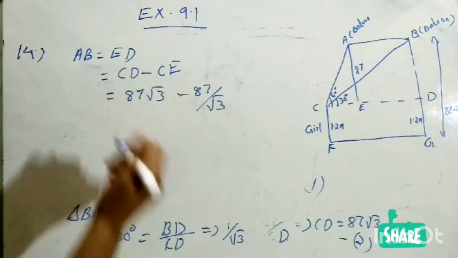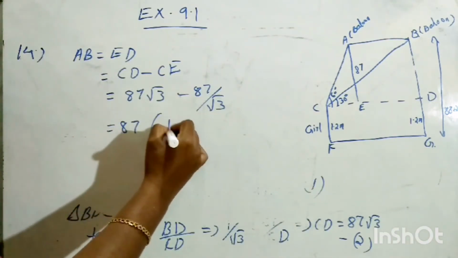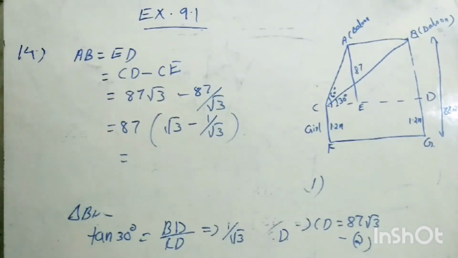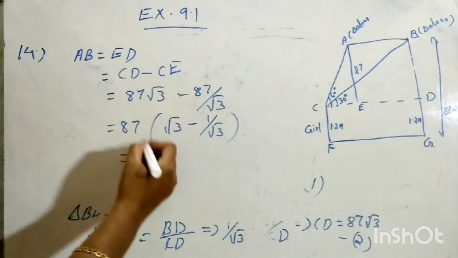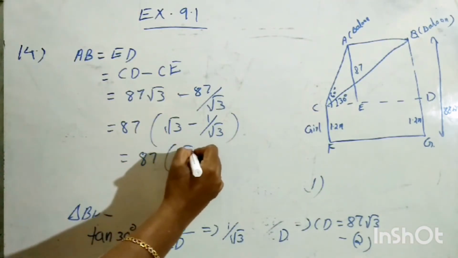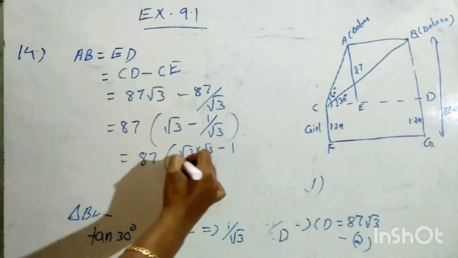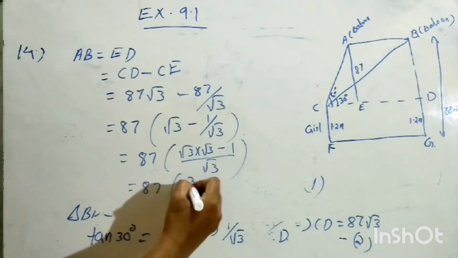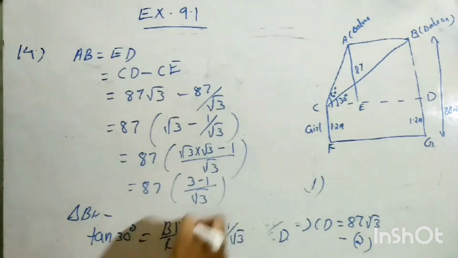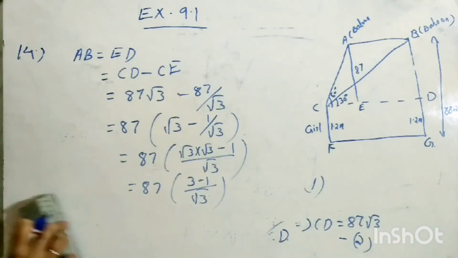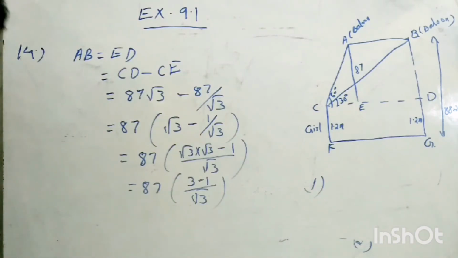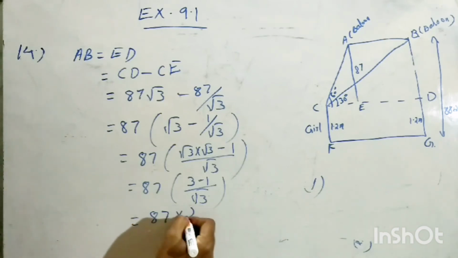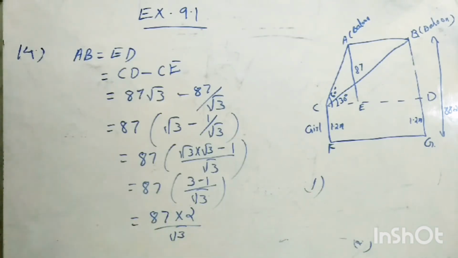87 is common. So 87 into root 3 minus 1 by root 3. That is 87 into root 3 into root 3 minus 1, all divided by root 3. That is equal to 87 into 3 minus 1 by root 3. 3 minus 1, we will get 2 divided by root 3.